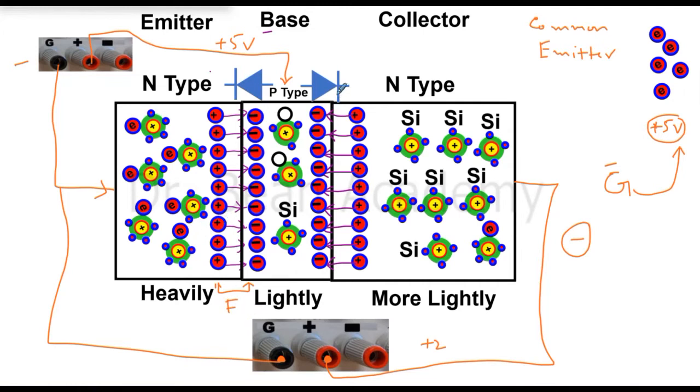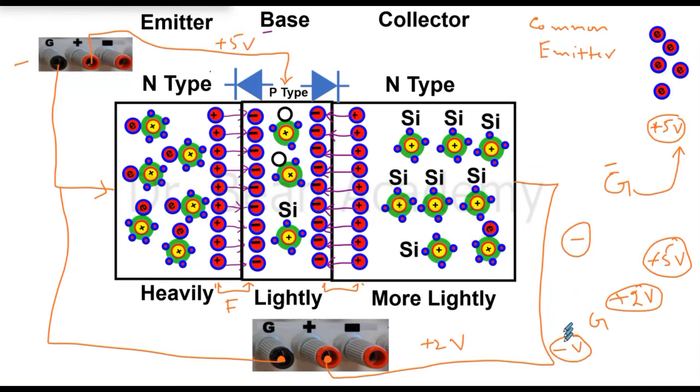Let's see the base collector junction. Here is the base collector junction. So the n-type collector is at plus 2. So if I want to use this map, or let me make another. If here I have plus 5 volts, then of course plus 2 volt is lower than that. Then we have ground, and then we have negative voltage if there is any.